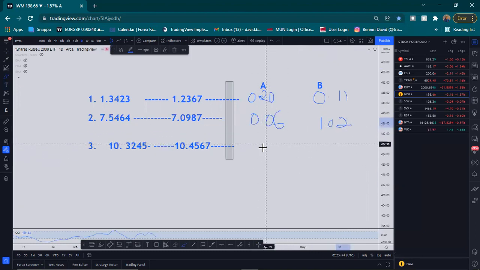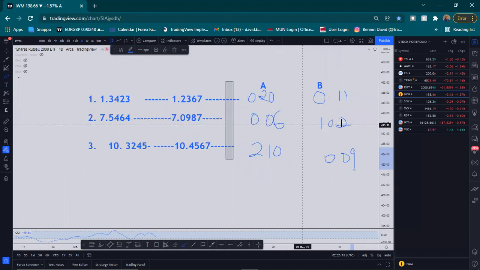And the last question, A used 2.10 lot size, and B used 0.09. So your role is to calculate the amount of money A made here and B also made here. You also calculate the amount of money A made here and B made here, and the amount of money A made here and B also made here.